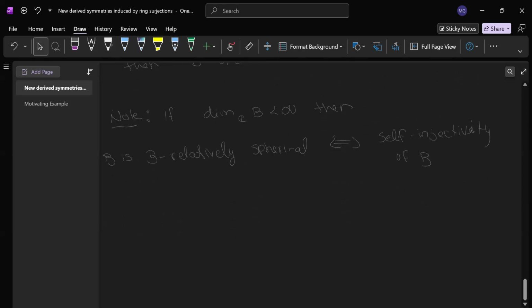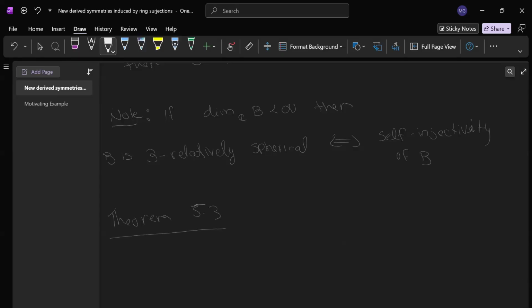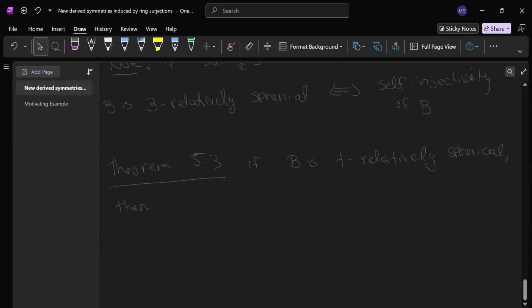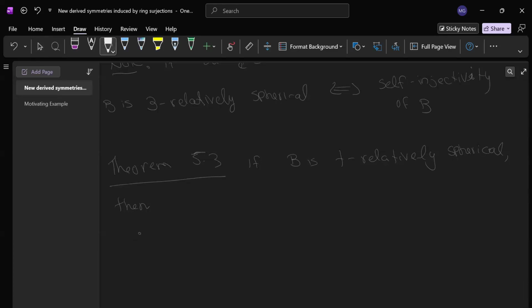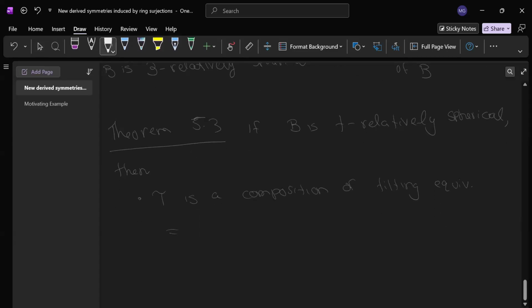Okay. So now we're ready to state our main theorem in this section, which is theorem 5.3, which tells us that if B is t relatively spherical, then the functor T is a composition of tilting equivalences, and so it's also an equivalence.